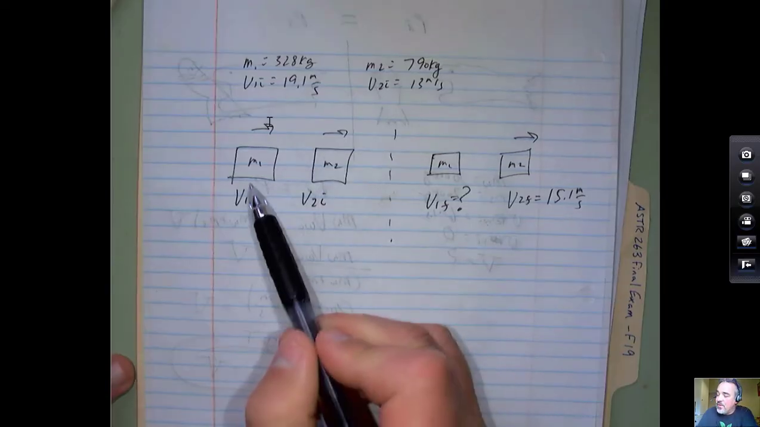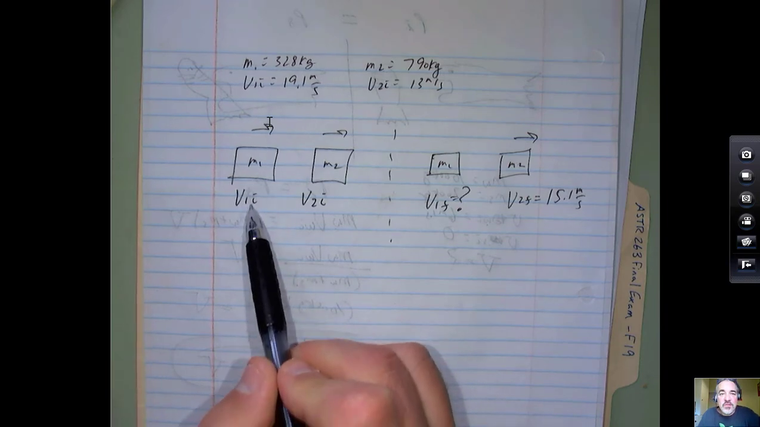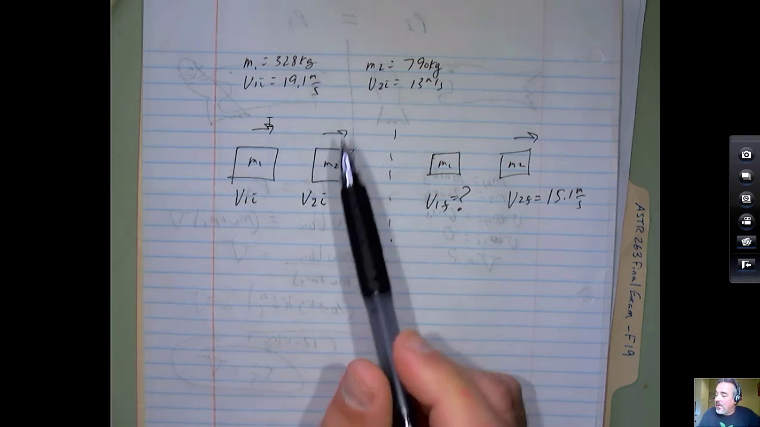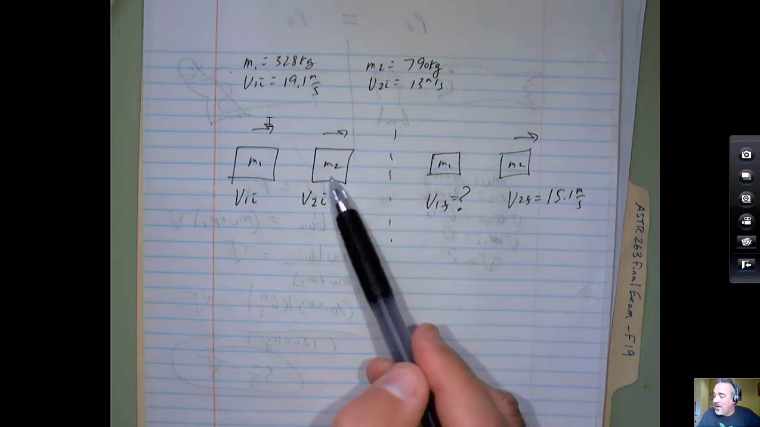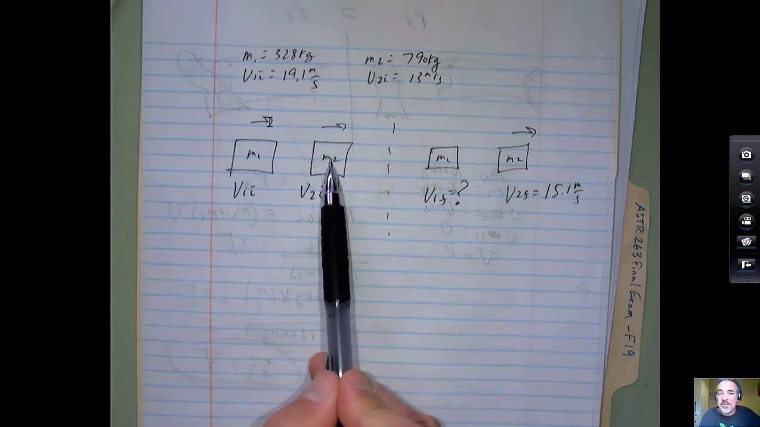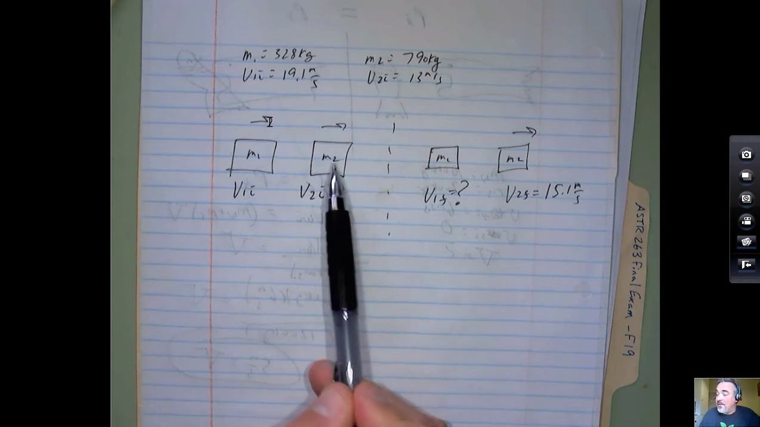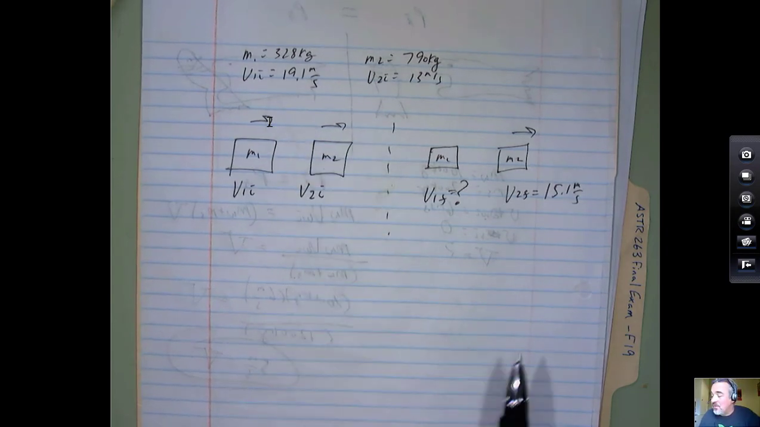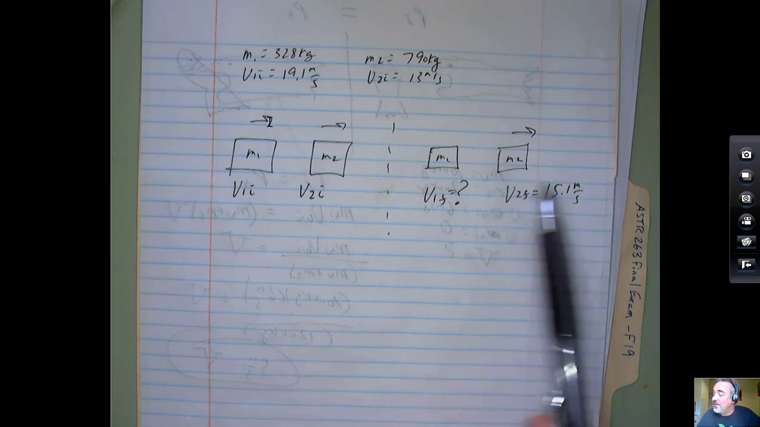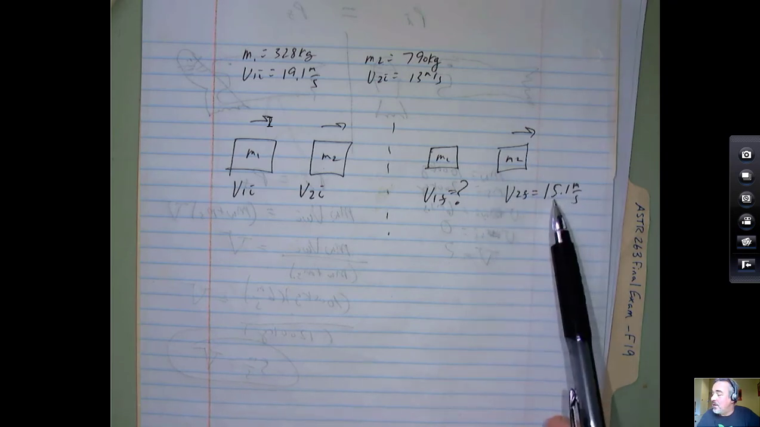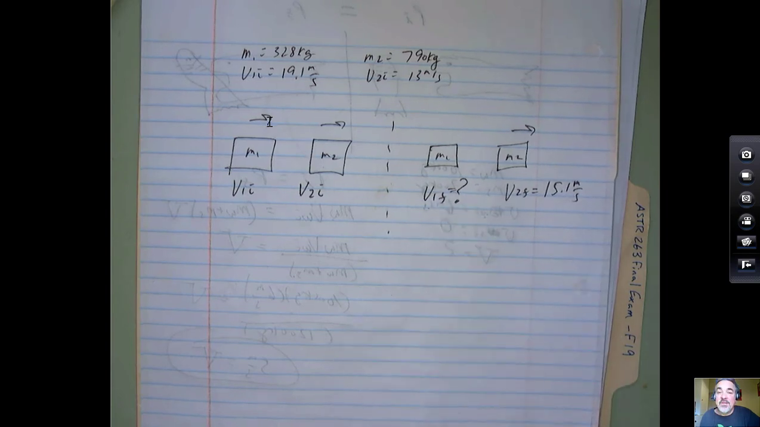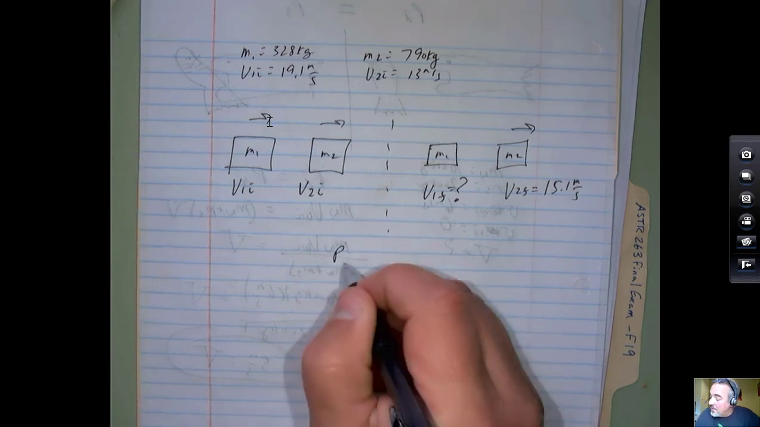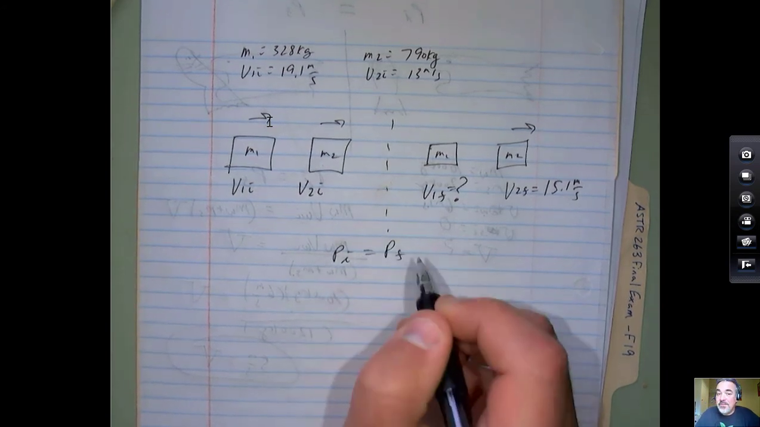Okay, so here's mass 1 moving to the right with velocity 1 initial, which is 19.1. Mass 2, which we know, is initially moving at 13, also to the right, but this one's going faster than that one. They collide. So this is the initial situation before the collision. And then after the collision, we know that mass 2 increases to 15.1. We want to know what happens to the speed of the first one. Okay, so a collision again. Initial momentum is equal to final momentum.